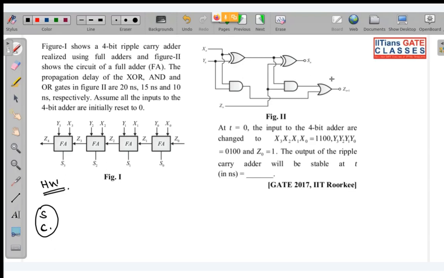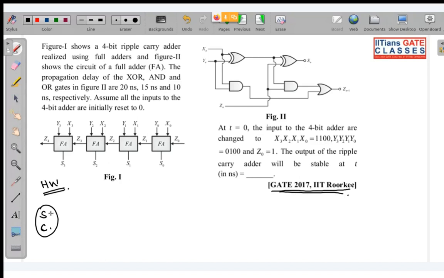This question will actually test your understanding, and I am going to solve it in the next class because it will take me more than 30 to 45 minutes. This was one of the best questions asked till date from combinational circuits. So I want you to solve this question, and in tomorrow's class, we will solve it. So this will be your homework.